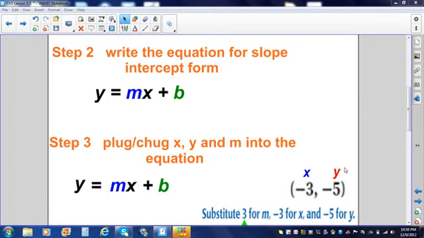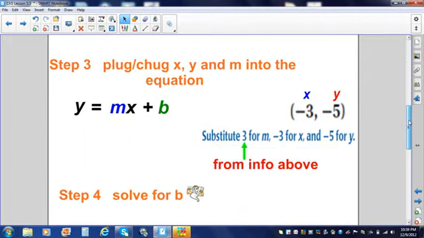Step number 2, we're going to write the equation for slope-intercept form, which is y equals mx plus b. Step number 3, we're going to plug and chug x, y, and m into the equation. So I use my ordered pair from above. -3 will be x, -5 will be y. Remember, parallel lines have the same slope, so our slope, or m, is going to be 3.